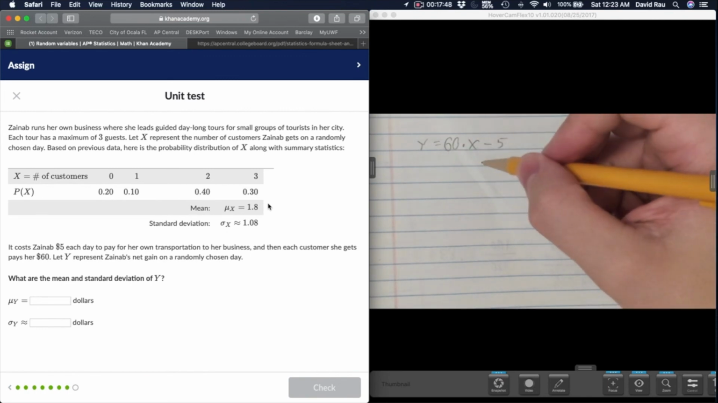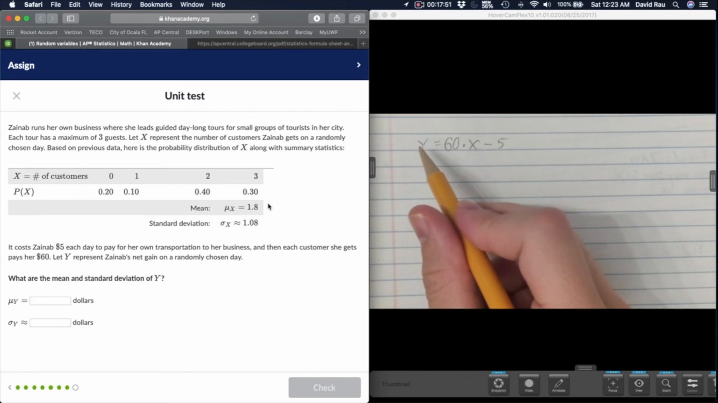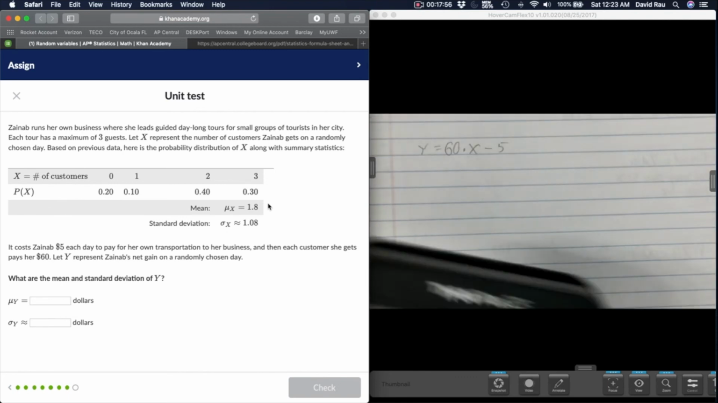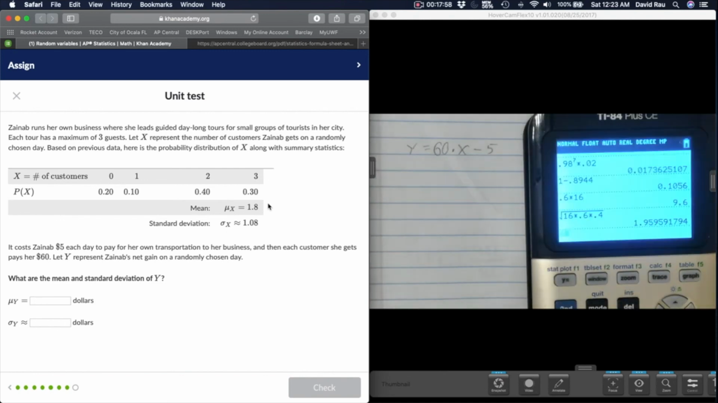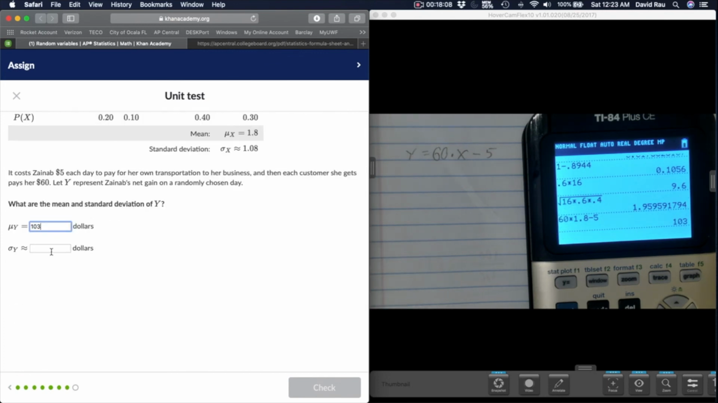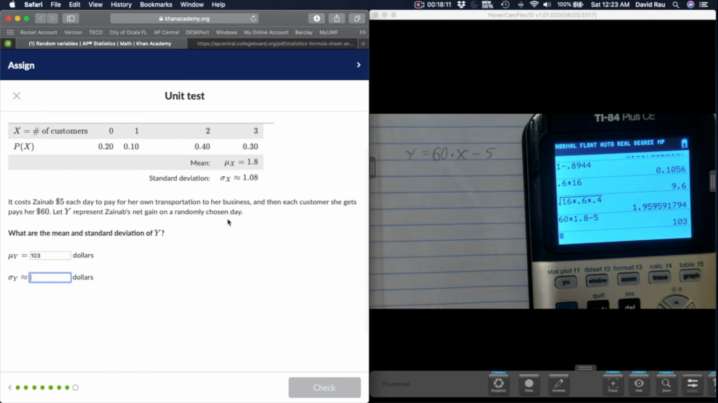Now this is what we call a linear transformation, and so remember, a linear transformation for the mean simply applies everything. So we're going to take the 60 times the mean of X, which is 1.8, and we're going to subtract the 5. So for the mean, you do absolutely everything in algebraic order. For standard deviation transformations, you only apply multiplication. So we're only going to multiply the 60 to the X standard deviation, 1.08. And so that's a very important concept on the exam. I would definitely expect to see that.